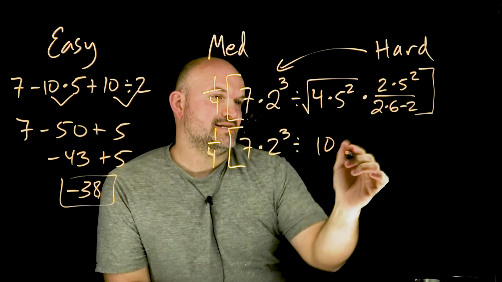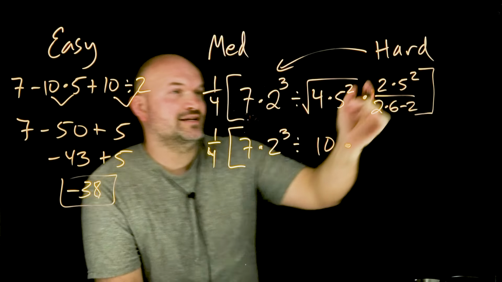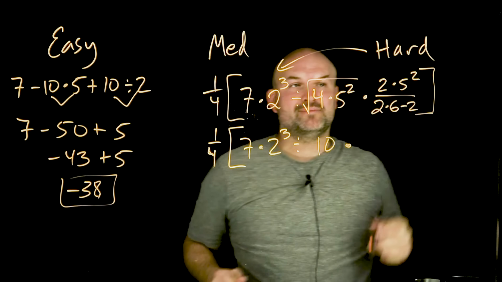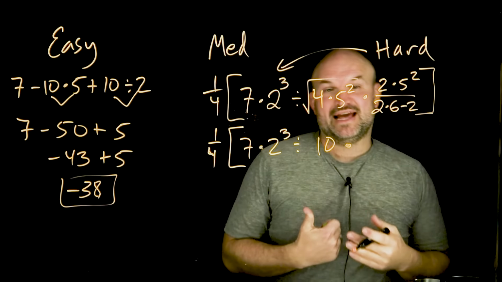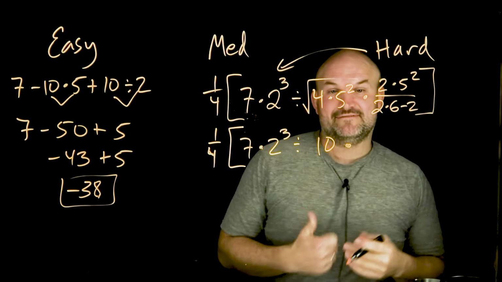So we can simplify that and then multiply over here. Again, you need to square the 5 before multiplying by 2. So 5 squared is 25, times 2 is going to be 50. And then over here, before I subtract the 2, you have to multiply first. So 2 times 6 is going to be 12. 12 minus 2 is going to be a 10.